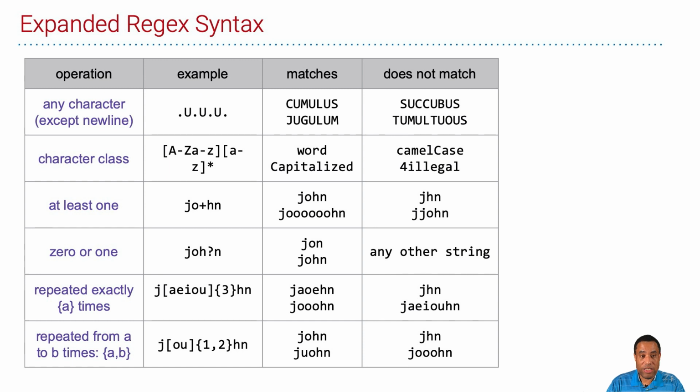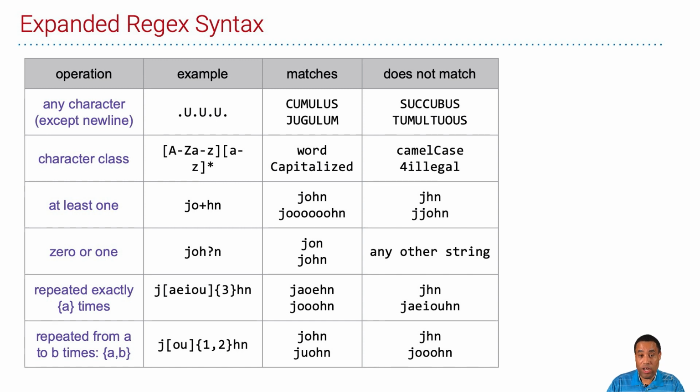The second example we have is a character class. We define a character class using brackets. And so within that, we can put individual characters or we can put ranges. So here we have capital A dash capital Z and lowercase a dash lowercase z. So what that'll define is our character class is uppercase letters along with lowercase letters.